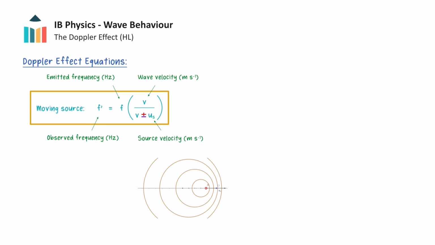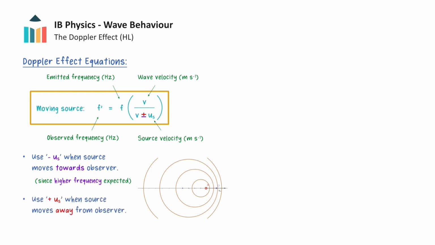The observer will measure a higher frequency when the source approaches them, so u_s must be subtracted here to make the denominator smaller, which results in a larger observed frequency when the motion is towards the observer. Conversely, u_s must be added when the source moves away from the observer, as they will measure a lower observed frequency in this case.